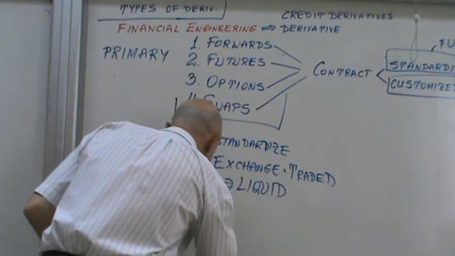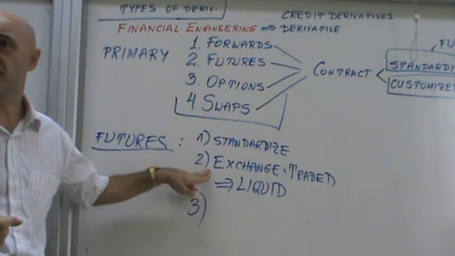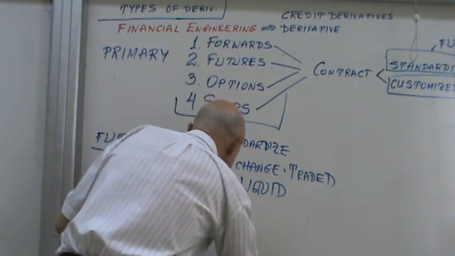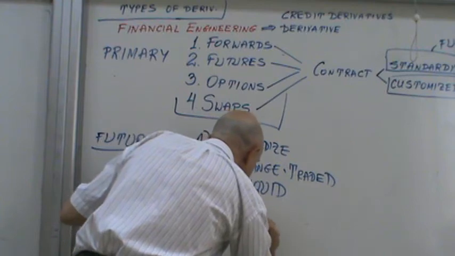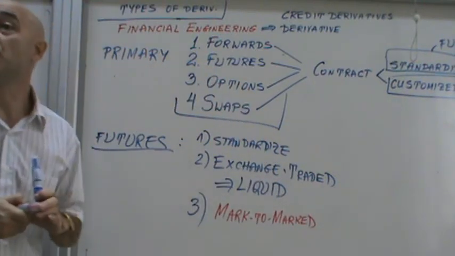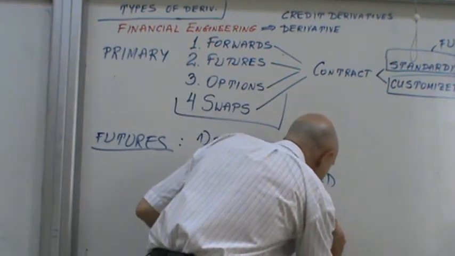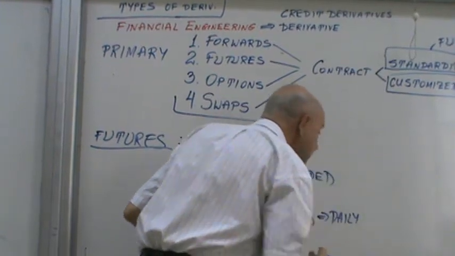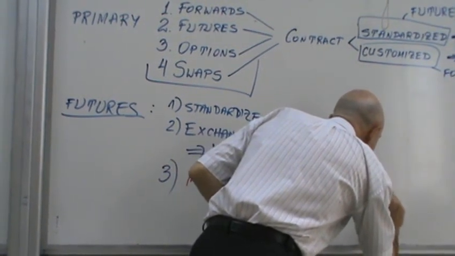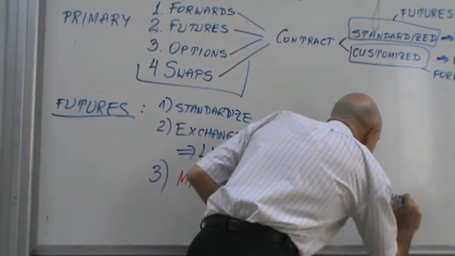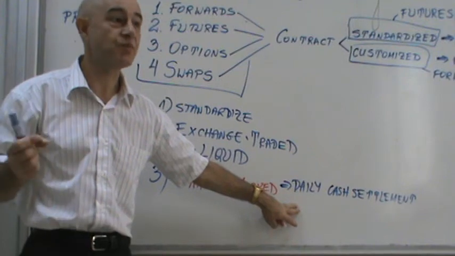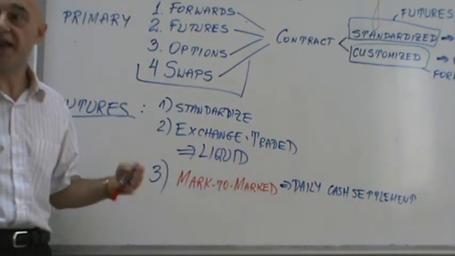One of the key characteristics for exchange traded contracts, which reduces the risk, is called mark to market. Let's put it in red. Mark to market means that there is a daily cash settlement, which means that money is transferred between two accounts every single day at the end of the day.